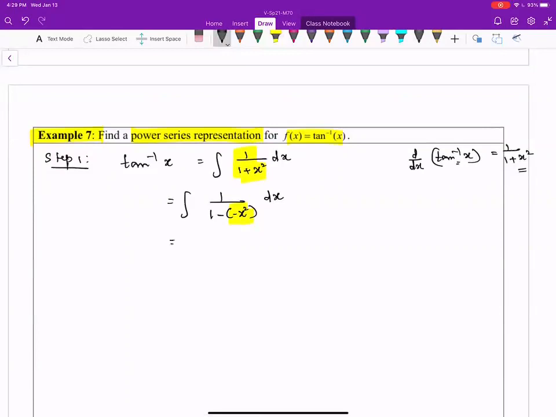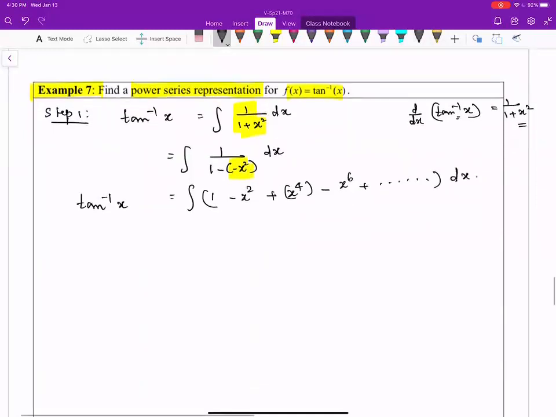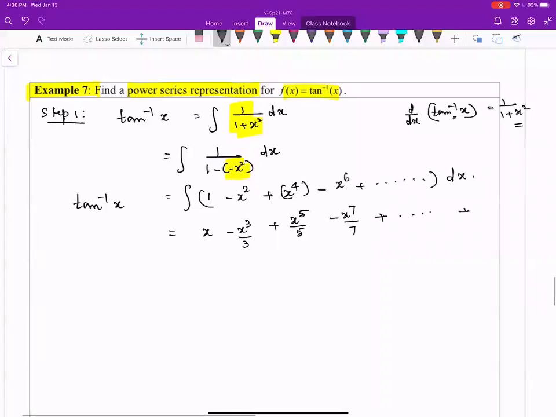So expanding this, you can write inverse tan x equal to the integral of 1, then it becomes minus x square plus minus x square the whole square. So that will be x to the power 4. Then minus x to the power 6. So it alternates sign like this. So if you integrate everything, you're going to get x minus x cube over 3 plus x to the power 5 over 5 minus x to the power 7 over 7, etc. Don't forget the constant of integration, that is tan inverse x.